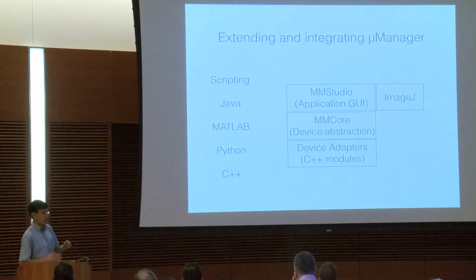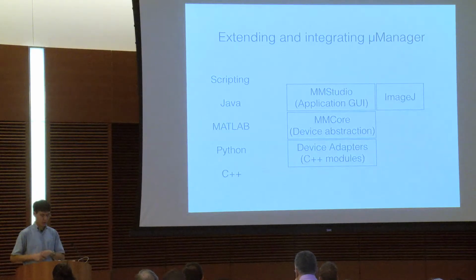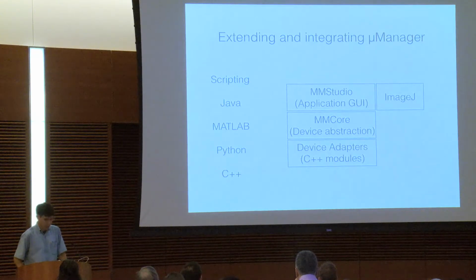The layer that sits above the device adapters in µManager is called Core, and that's the layer that unifies the language you use to talk to devices. And that's also written in C++, but we have wrappers for Java and Python, so you can talk to it from C++, Java, Python, and Java environment scripting languages, as well as MATLAB. And the top application layer, which we call Studio, is written in Java, and it provides a Java interface for programming and scripting. And of course, you can also access everything in ImageJ.